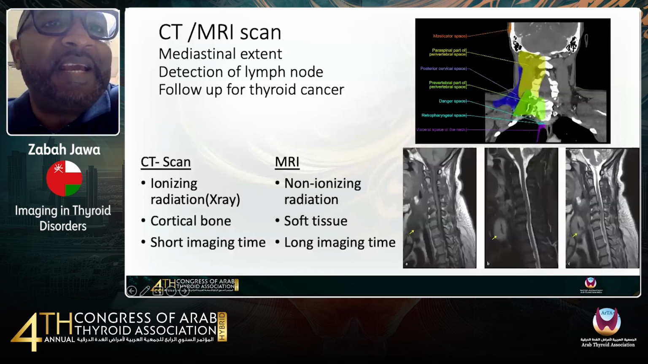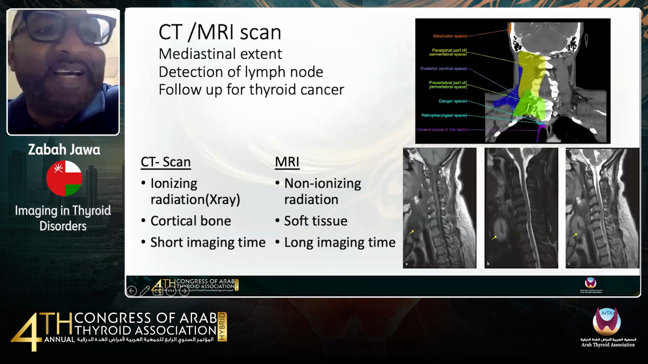Now, CT scan and MRI are three-dimensional cross-sectional imaging modalities that can give you a good assessment of the mediastinum, and can look at the extent of lymph node involvement, and they are also very good tools in following up patients with thyroid cancer. CT scan uses ionizing radiation, therefore its use should be done with caution, whereas MRI uses non-ionizing radiation, meaning that you can repeat the examination as much as needed.